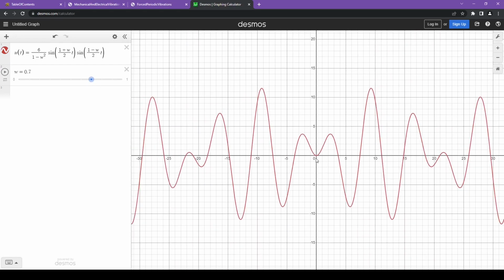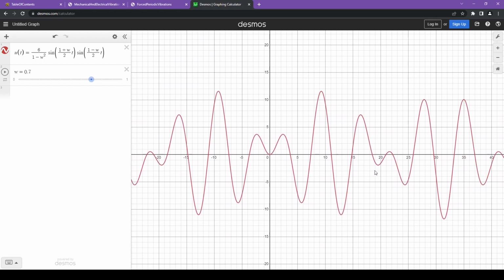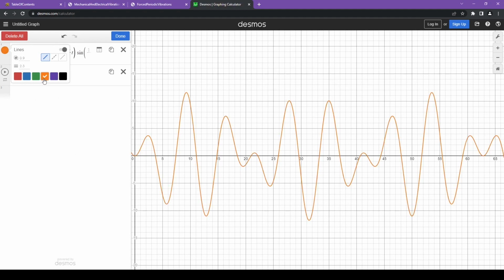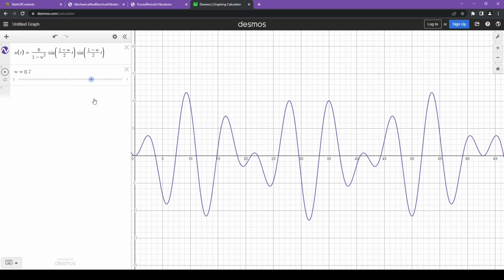Okay, so we're going to have to zoom out a little bit in order to see what's going on. Okay, so if we set, I don't want to look at red. I like orange, but that's too bright. Anyway, okay, so this is the first of these that we were instructed to plot.